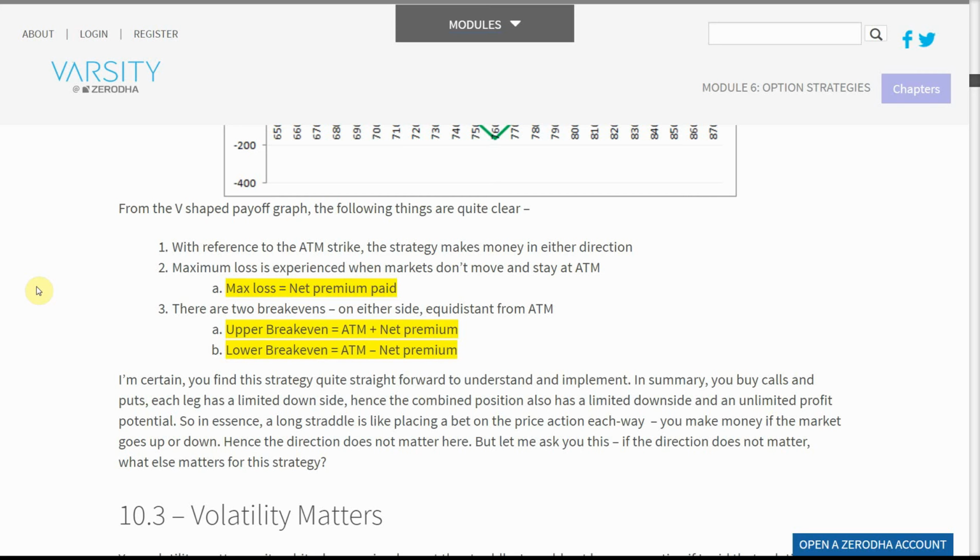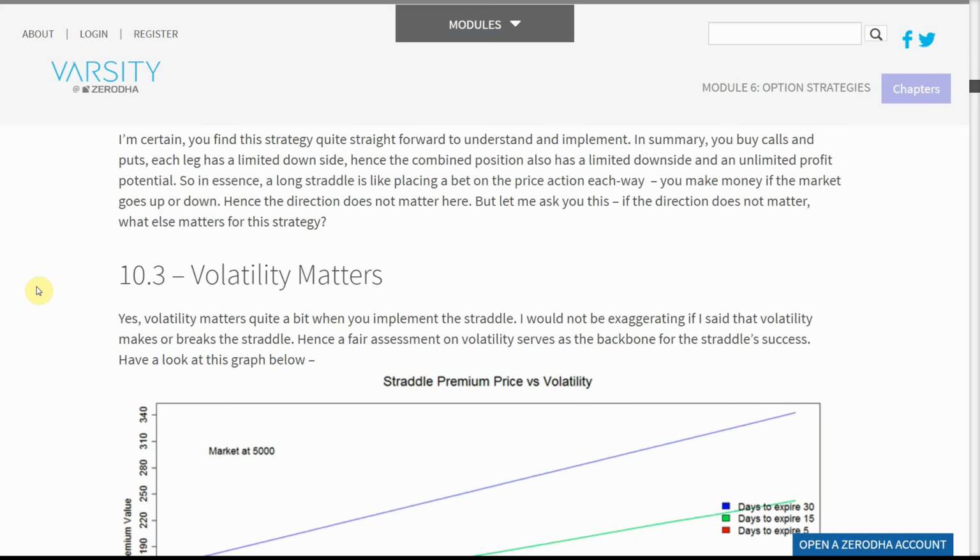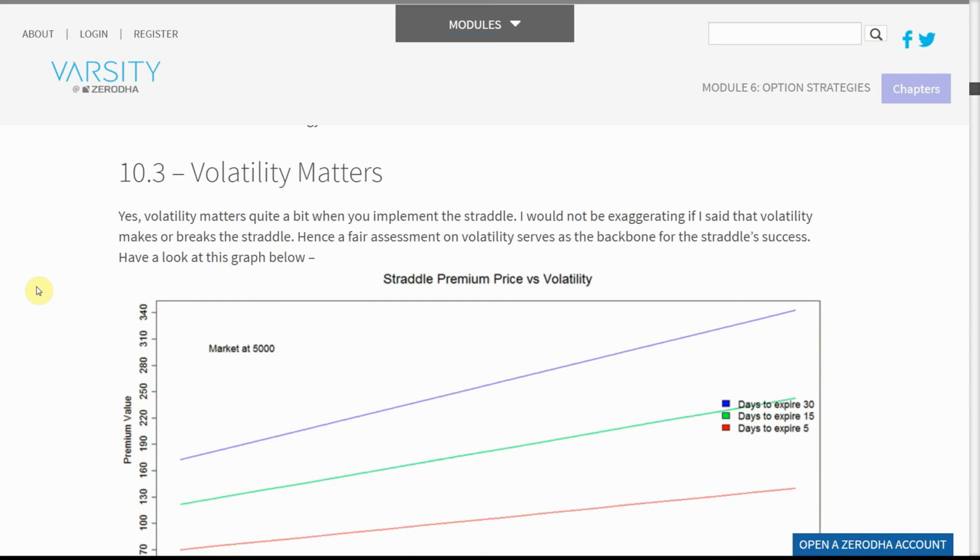But let me ask you this: if the direction does not matter, what else matters for this strategy? 10.3 Volatility matters. Yes, volatility matters quite a bit when you implement the straddle. I would not be exaggerating if I said that volatility makes or breaks the straddle. Hence a fair assessment on volatility serves as the backbone for the straddle's success. Have a look at this graph below.